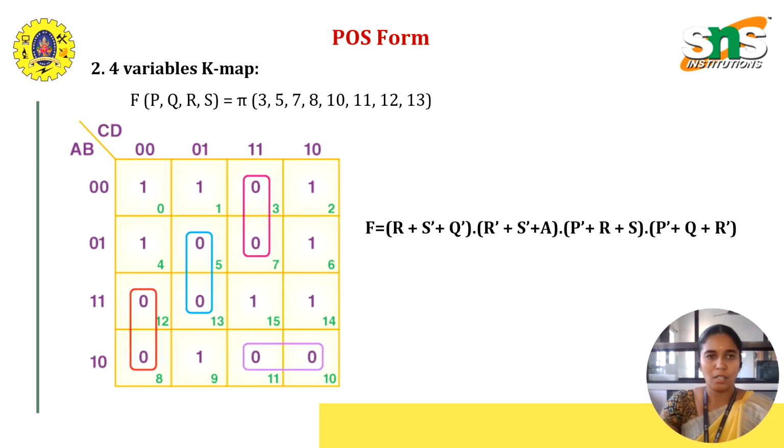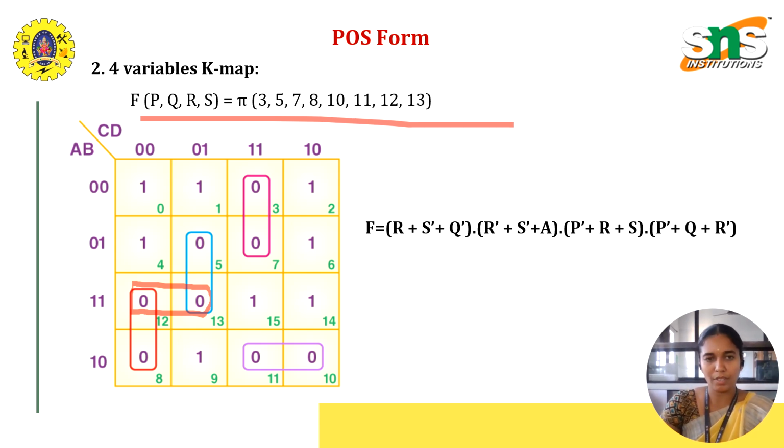Next, for the 4 variable map of the max term, the previous form is given here. The problem is 3, 5, 7, 8, 10, 11, 12, 13. These are the max terms to be filled in each cell that represents the numbers. Here there are no octet and quad options, so we move to the pair function. Here we pair this and this. We could also pair it like this, but it is already paired, so we neglect this pairing.